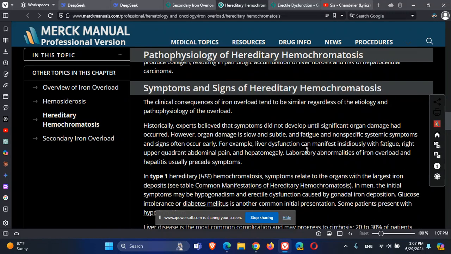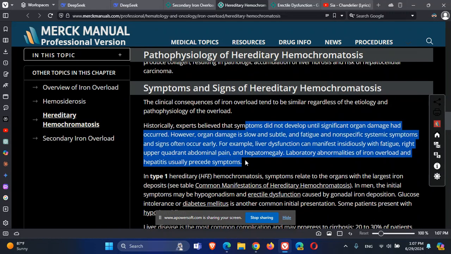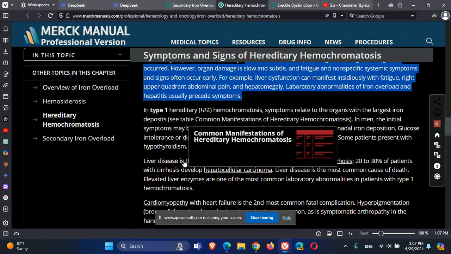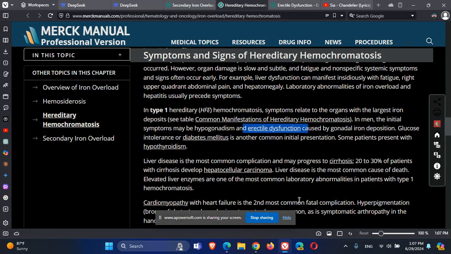So what are the signs and symptoms? You see that it takes time until the signs and symptoms start. In type 1, you can see erectile dysfunction because the hormones are damaged, because the pituitary is damaged, and because the vascular system can be damaged, because they can have diabetes. Diabetes can increase the risk for erectile dysfunction because iron can deposit in the pancreas and cause pancreatic dysfunction, and insulin can be damaged therefore, and there can be diabetes mellitus.